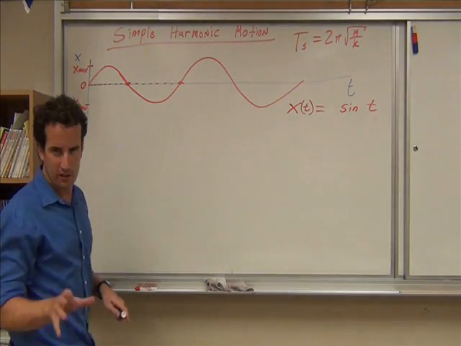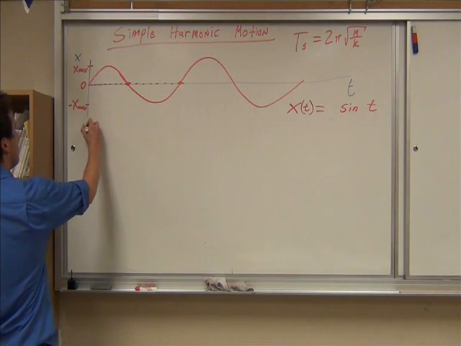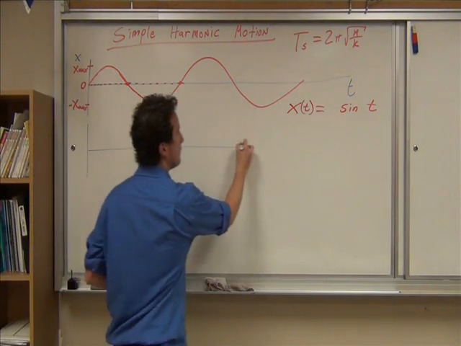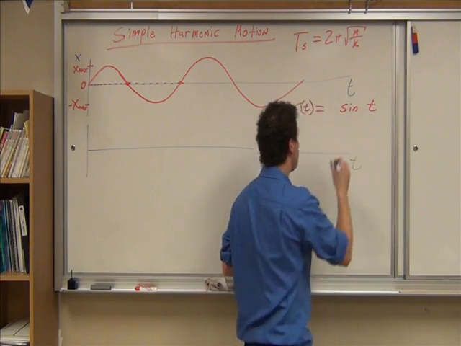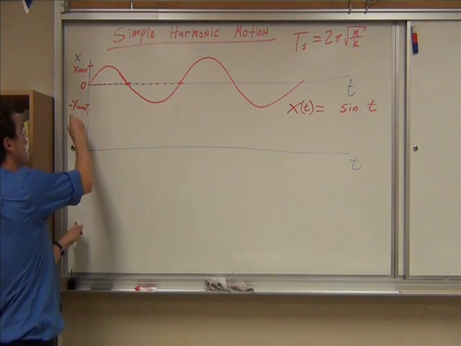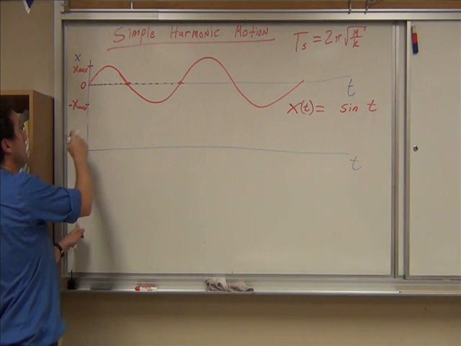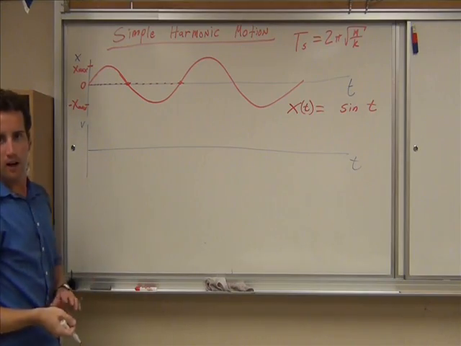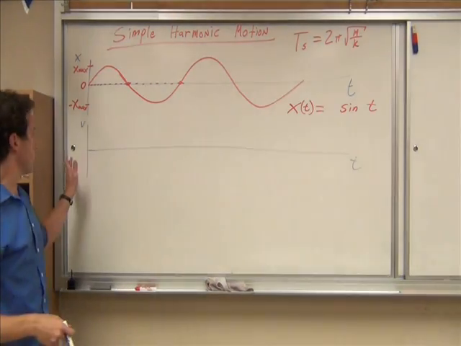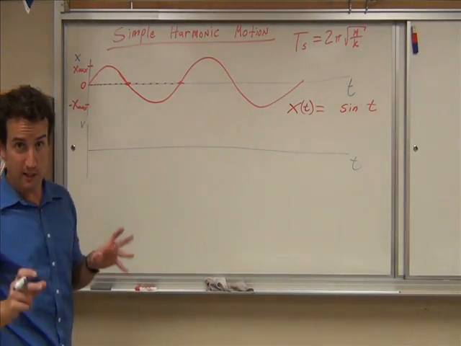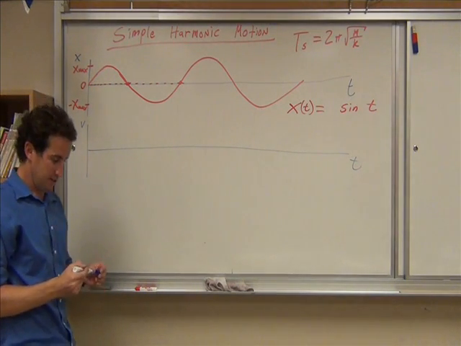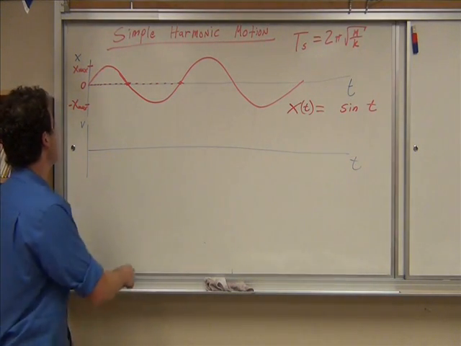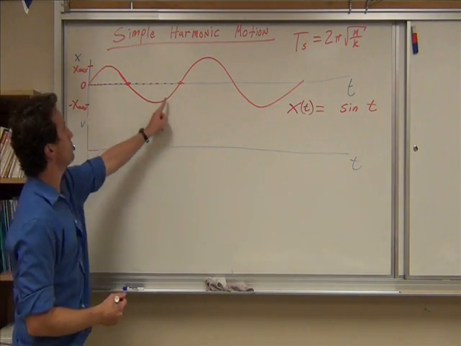Let's next graph the velocity. I'm now graphing the velocity as a function of time. Notice I'm using the word velocity and not the speed, which might be interpreted as an absolute value. Let's take a look. What's the spring doing?